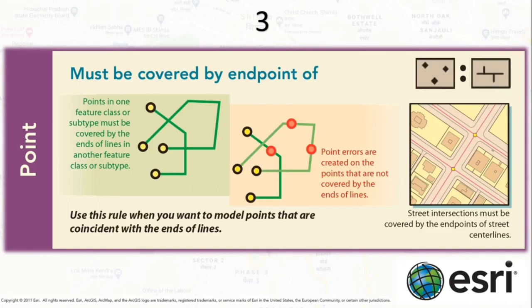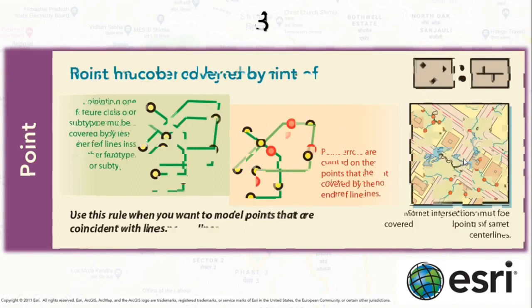And the next rule is must be covered by endpoint of. This rule requires that the points in one feature class must be covered by the endpoints of lines in another feature class. This rule is similar to the line rule, that is endpoint must be covered by, except that in case where the rule is violated, it is the point feature that is marked as an error rather than the line. Boundary corner markers might be constrained to be covered by the endpoints of the boundary lines.